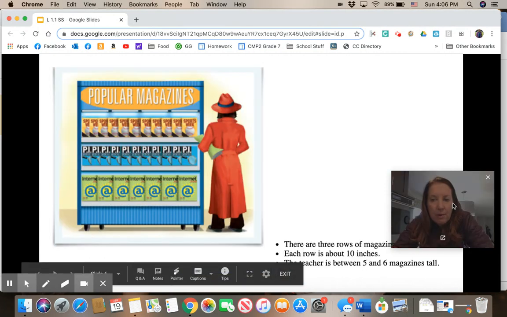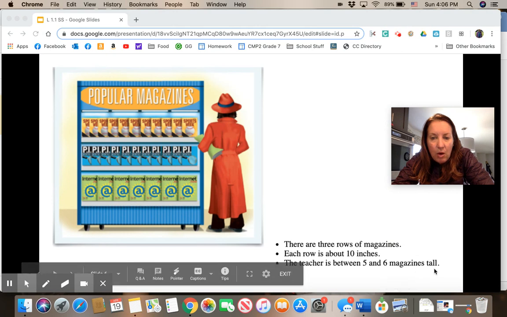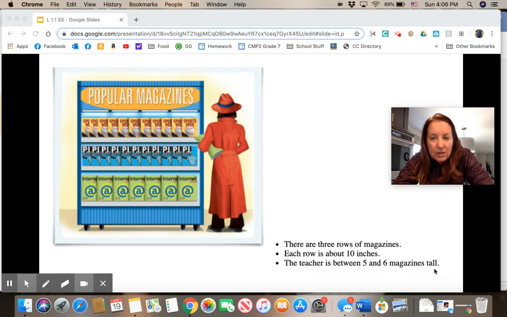So there are 3 rows of magazines. Each row is about 10 inches. The teacher is between 5 and 6 magazines tall. So again, they're saying 1, 2, 3, 4, 5, right? If they're counting, this is about the same as those magazines, maybe. And if the magazine is 10 inches, that would mean that the teacher would be between 50 and 60 inches tall.